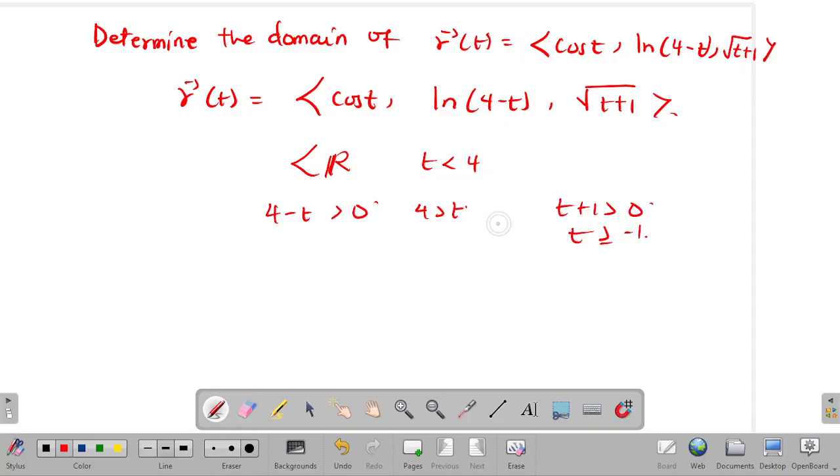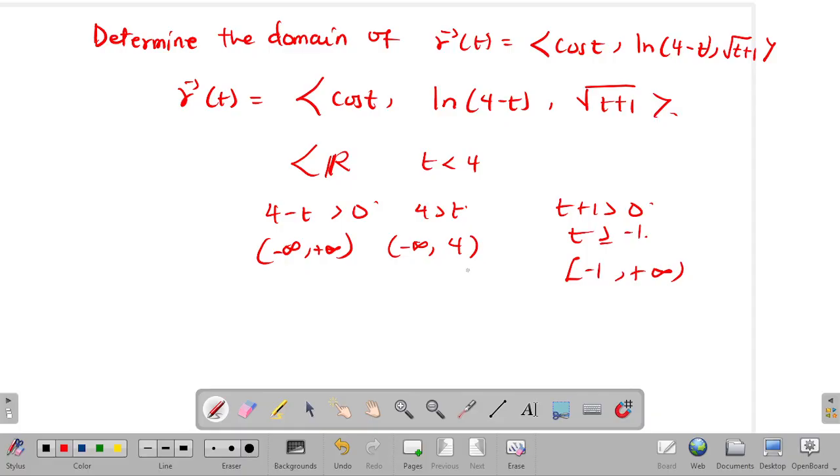With this in mind, you have to combine the various intervals. So you know that t is less than 4 means that you're going to have a set of numbers from negative infinity to 4, right? Then t is greater than or equal to negative 1, you have negative 1 up to positive infinity. Then the set of all real numbers is going to be negative infinity to positive infinity. Then you merge all these.